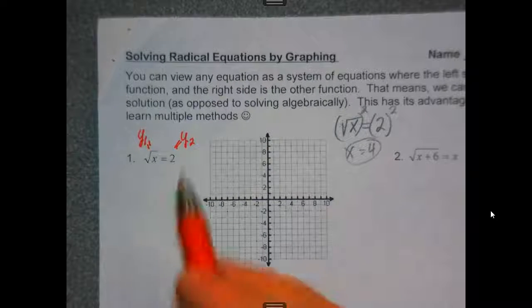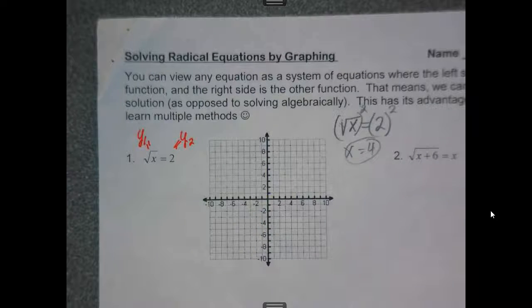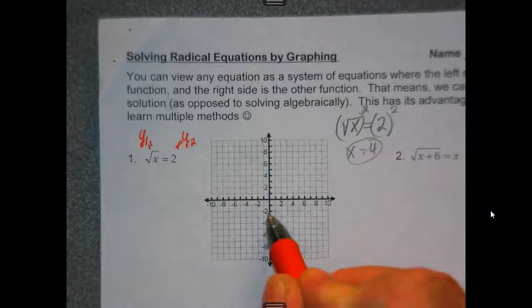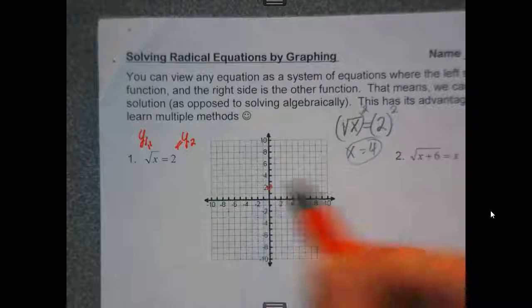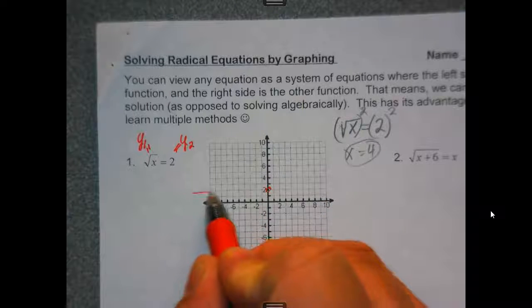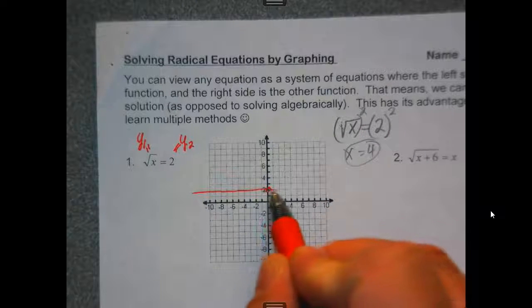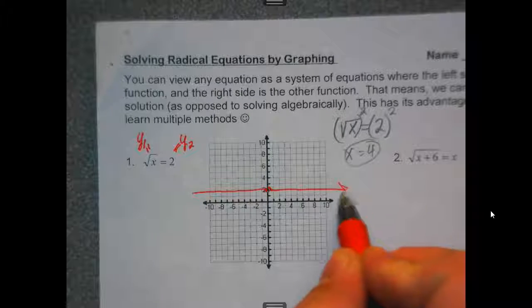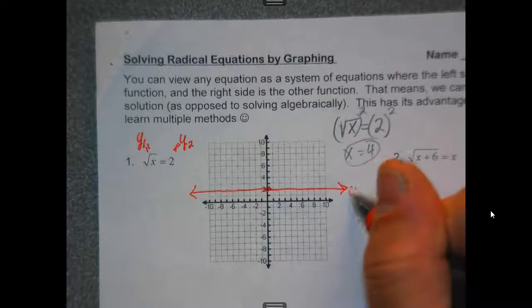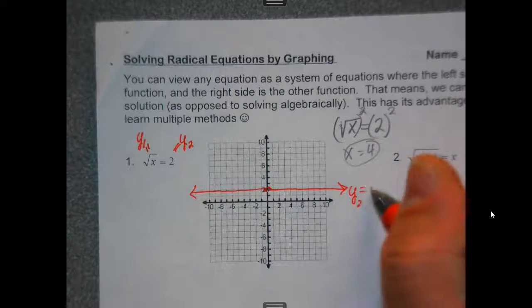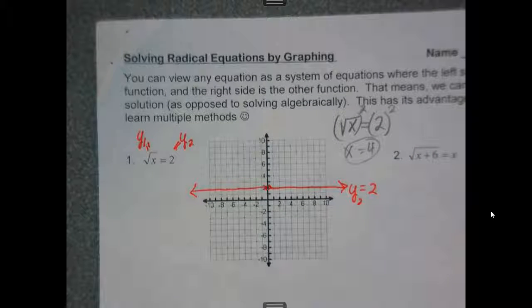We all know how to do y equals 2, right? It's a horizontal line. Here's 2. The horizontal line at y equals 2. That's y equals 2. In this case, y is 2.